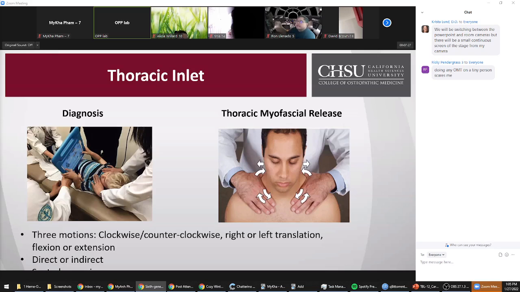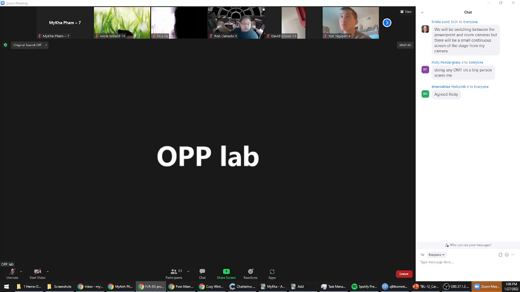The diagnosis would be, you could then turn towards the patient's left side. So taking it and turning that wheel towards the left and checking for that particular ease of motion.